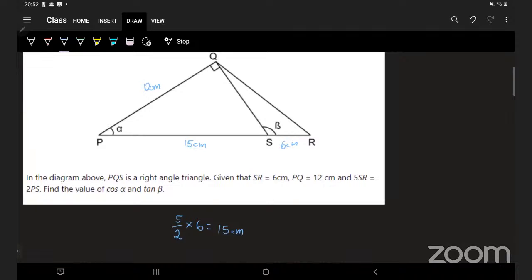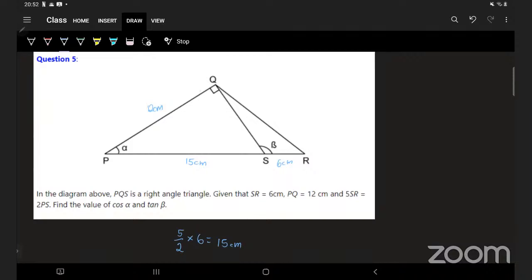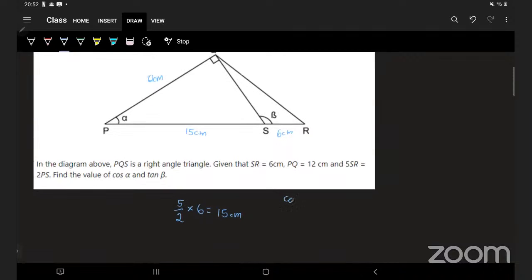So cosine alpha should be simple enough because we already have the adjacent and the hypotenuse. So cosine alpha should just be 12 over 15 because it's adjacent over hypotenuse. So that is one of the answers. But now we need to get tangent beta. So actually we can just take this one.